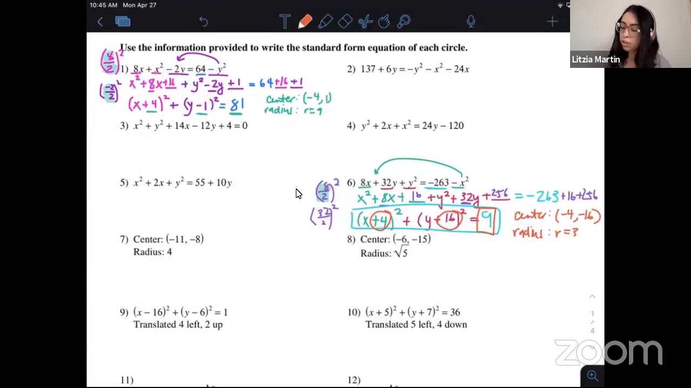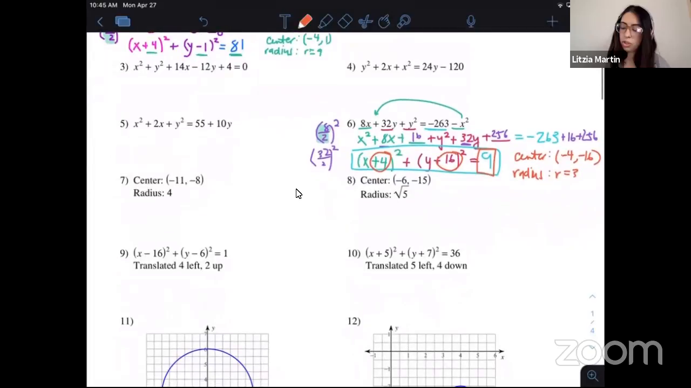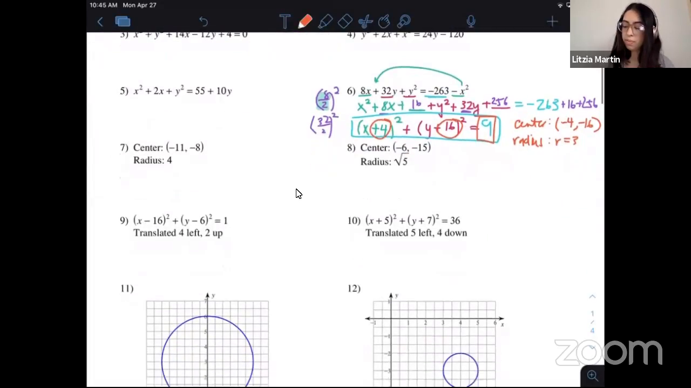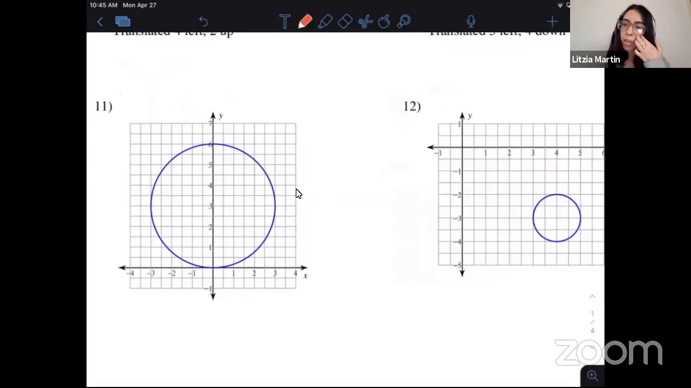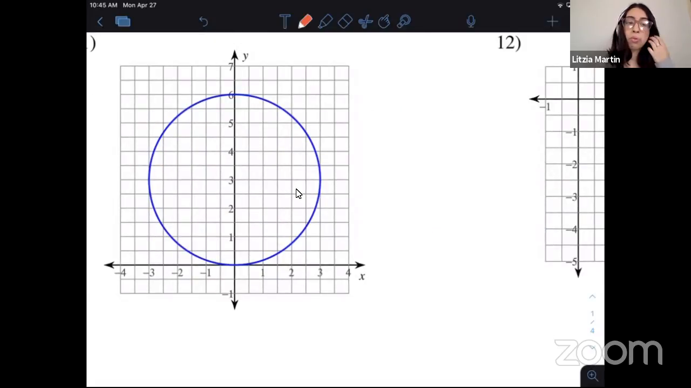I'm going to jump in to do one of these circle ones, just so we can see the connection, and then we'll break off and I'll let you practice on your own. So this circle here, we need to write it in the standard form, which means we need to know the center and the radius, because that's all we need to be able to plug it in. So to find each of those, I'm just going to look.